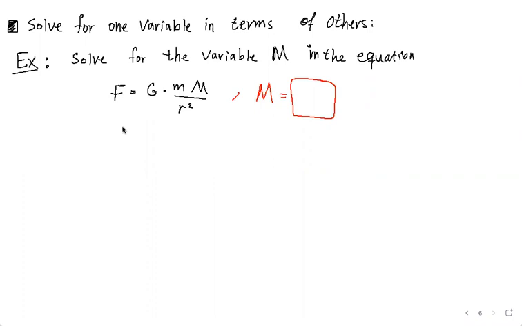But instead of doing a lot of multiplication, I can factor the m from this side. This means F equals, if I want to factor the m, G times small m over r squared, in parentheses, times capital M. Now I want to cancel this parentheses by doing one multiplication. So I multiply both sides by what? The reciprocal of this one. The reciprocal is r squared over G times small m, and the same thing on the other side: times r squared over G times small m.